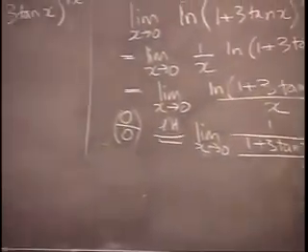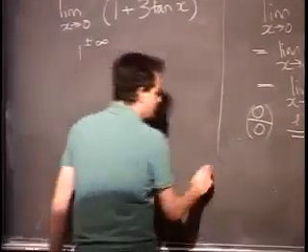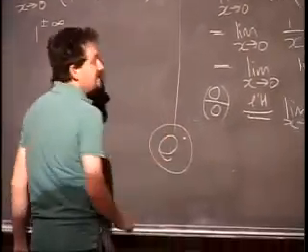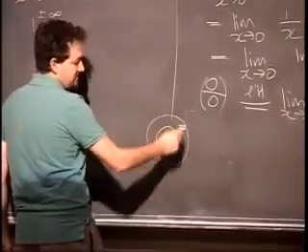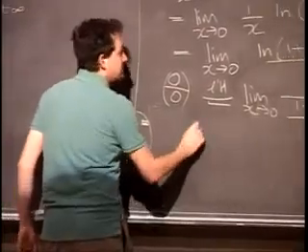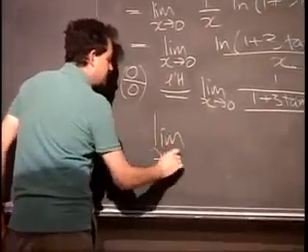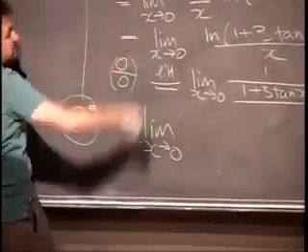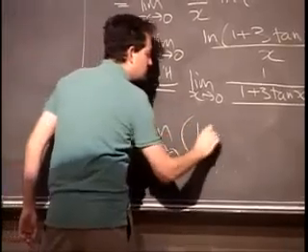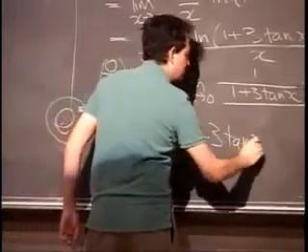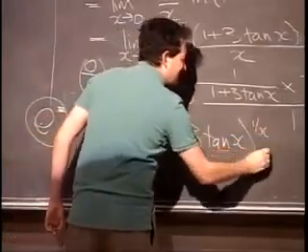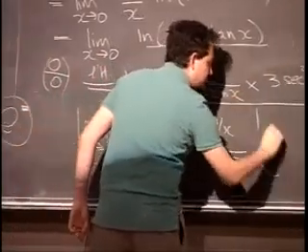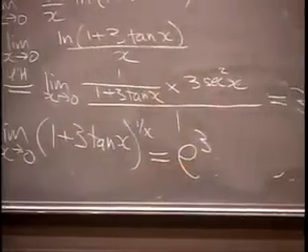No. The log of the thing we want goes to 3. Therefore, raise e to the power of both sides, and you get the limit as x goes to 0 of the exponential of the log, which gets rid of the log, is e to the 3. E cubed. That's the answer.